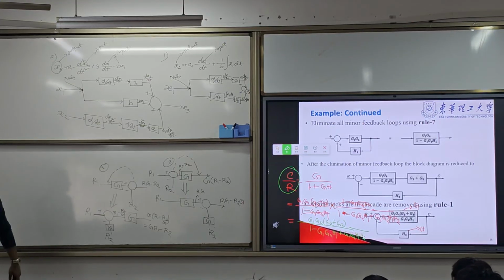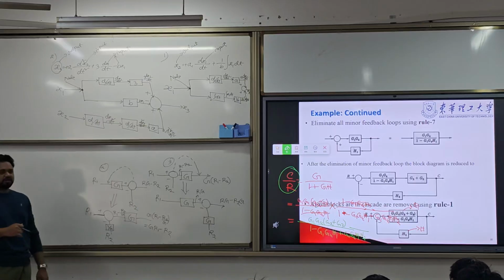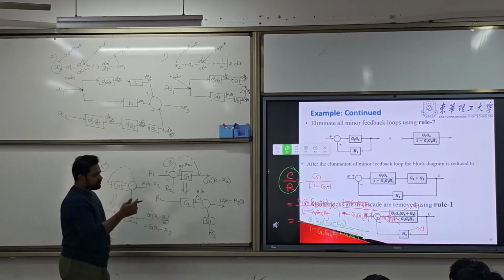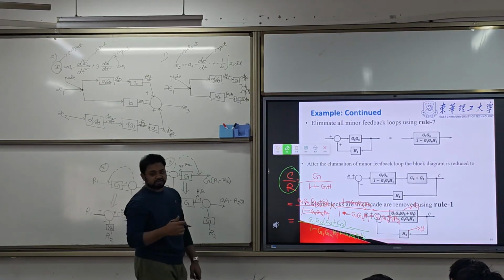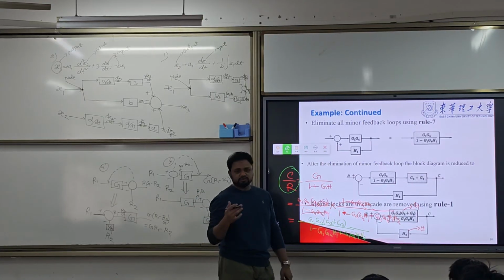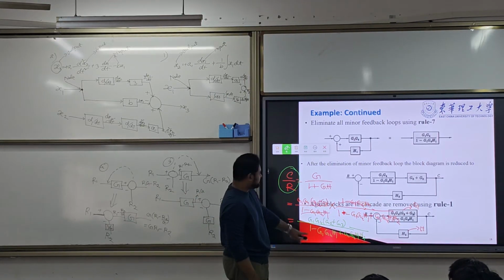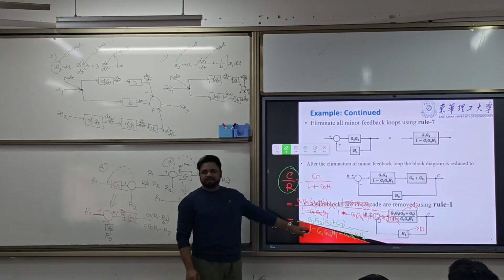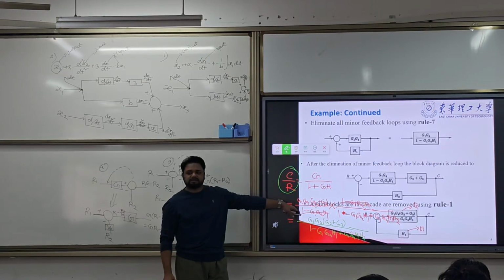So you can write it in this way, and you can find out the closed loop transfer function. You see, by using the block diagram reduction technique, we don't need many complicated equations. We can find out the transfer function by just reducing the block diagram very easily.